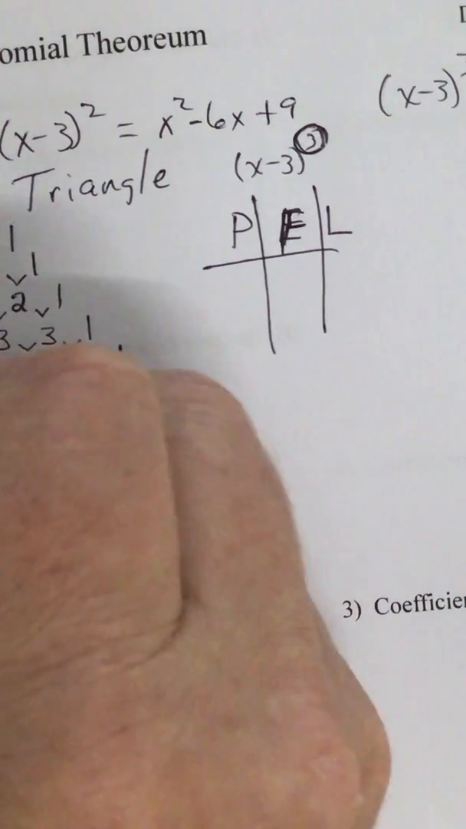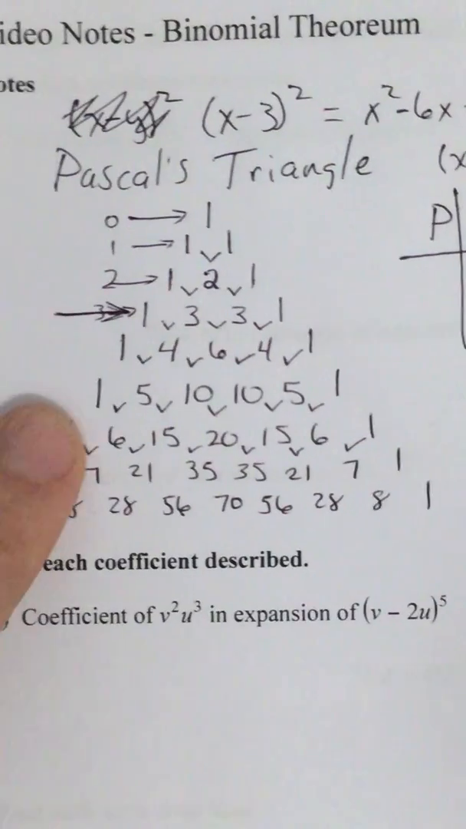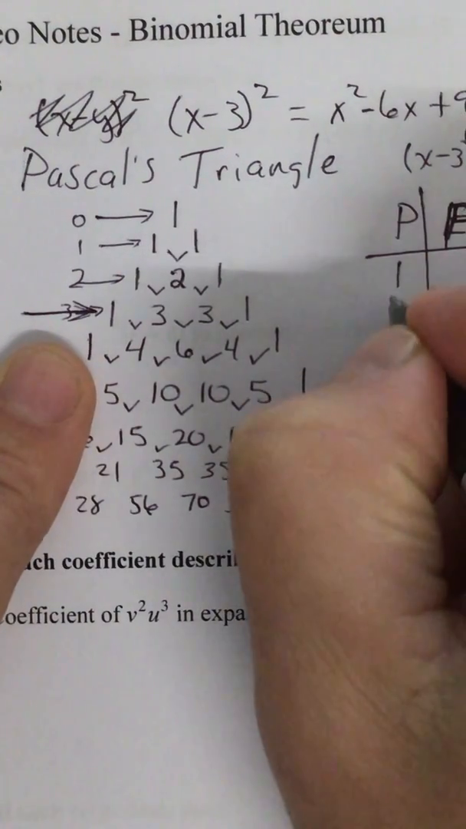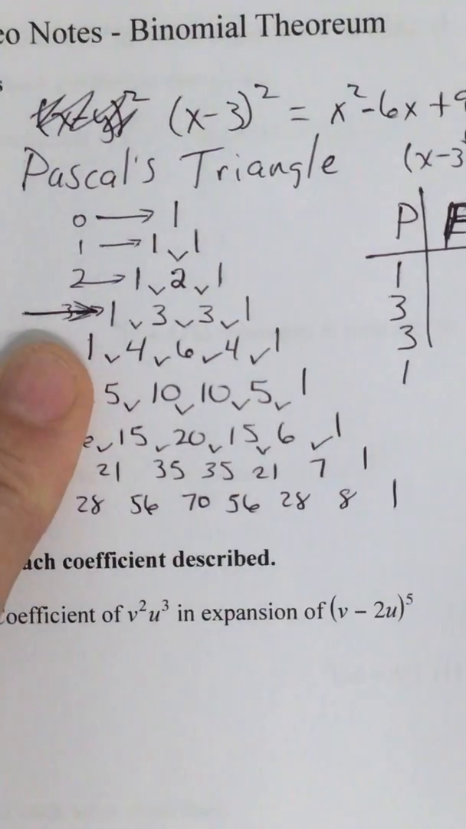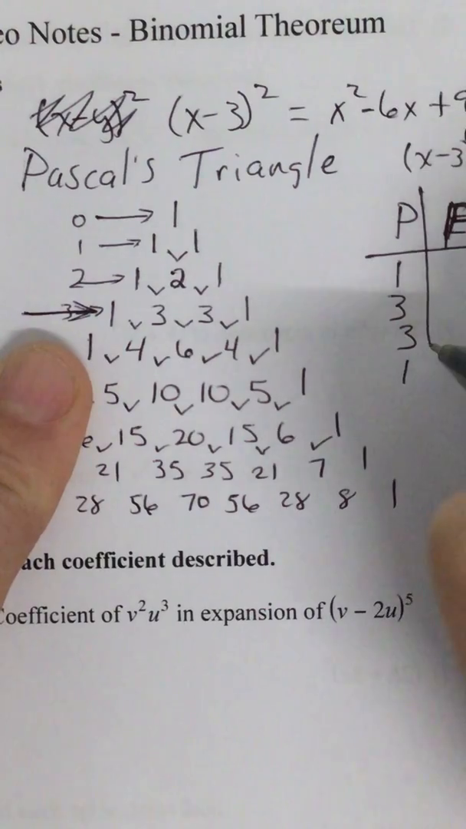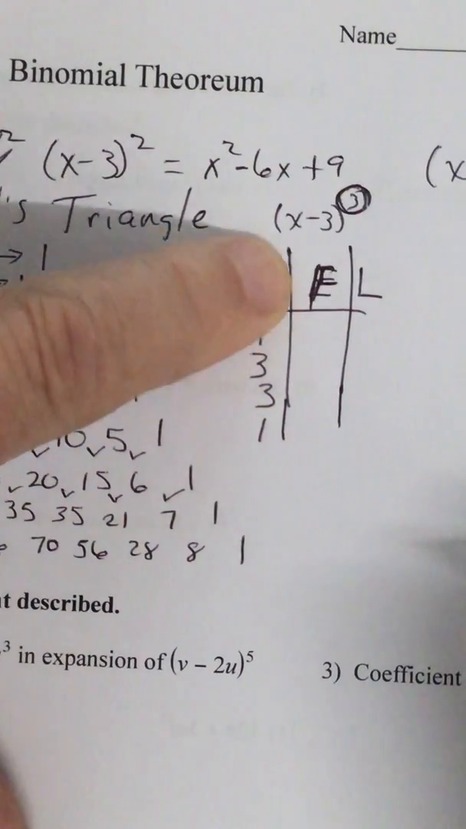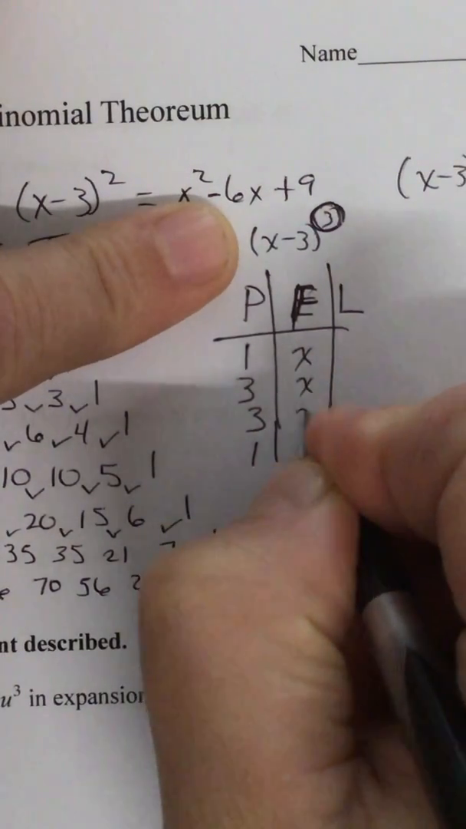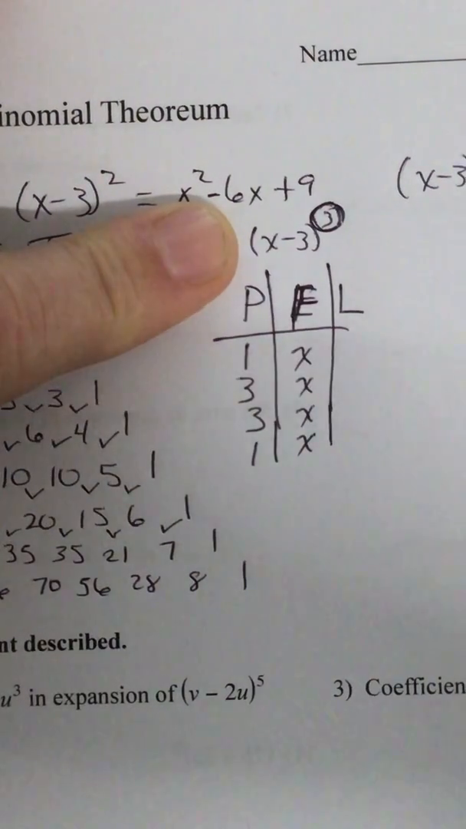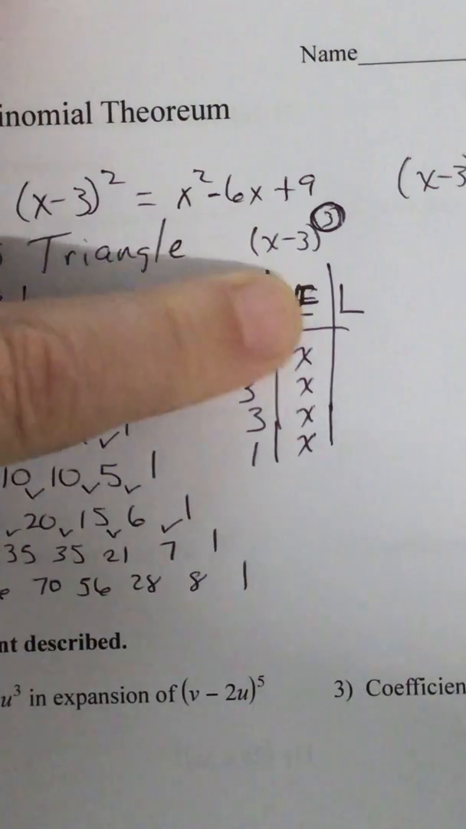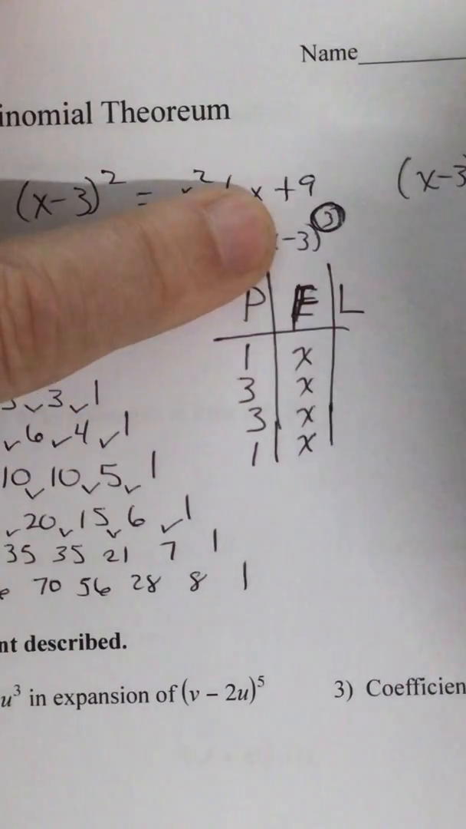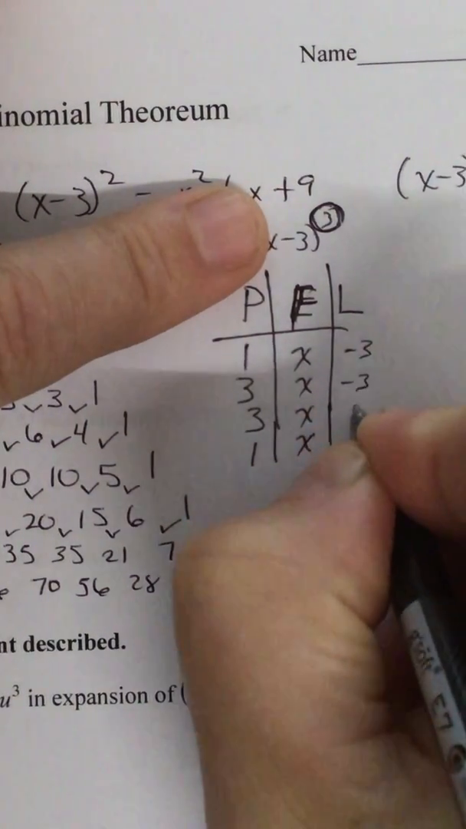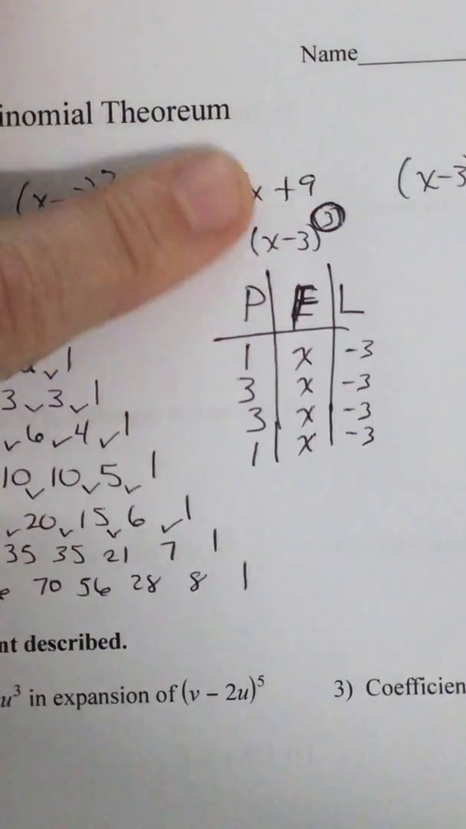So I need to go to row 3. So I'm looking right here at row 3. So the P column gets the Pascal numbers. 1, 3, 3, 1. Okay, F gets the first term, which is just an X. So that gets an X, X, X, X. So we just put the first term in the F column. The L gets the last term. In this case, it's -3. So it's -3, -3, -3, -3.